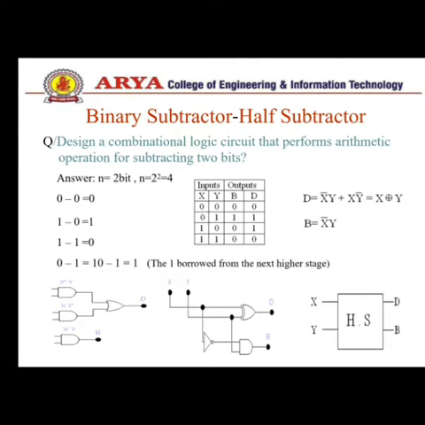For the circuit, the number of inputs is 2, so the maximum possible conditions are 4. So we put the values from 0, 0 to 1, 1. By the basic rules of subtraction, when 0 minus 0, the difference is 0 and borrow is 0. For 0 minus 1, we borrow from the next stage, so the borrow is 1 and the difference is 1. For 1 minus 0, the difference is 1 and borrow is 0, and for 1 minus 1, the difference is 0 and borrow is 0.